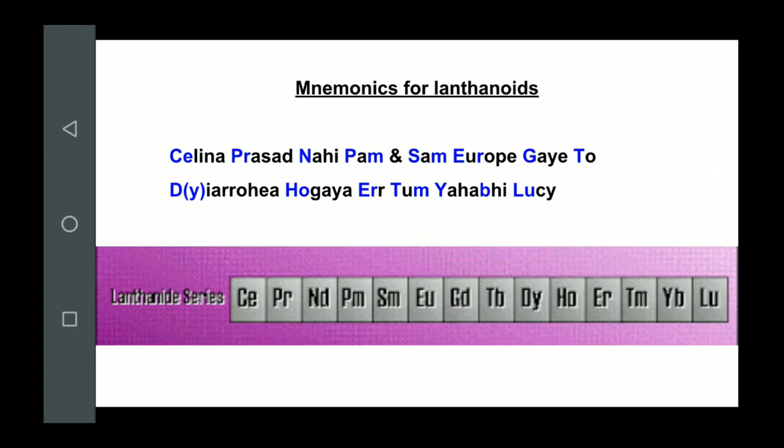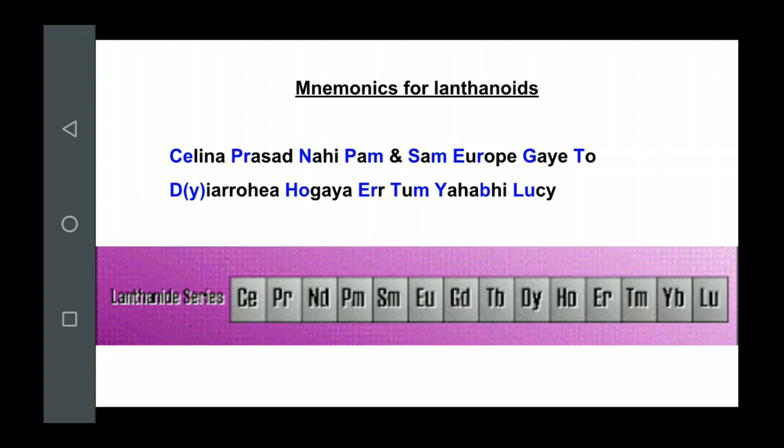Then from PAM you should take PM for promethium. From SAM you will take SM for samarium. From Europe you will take ER for europium.